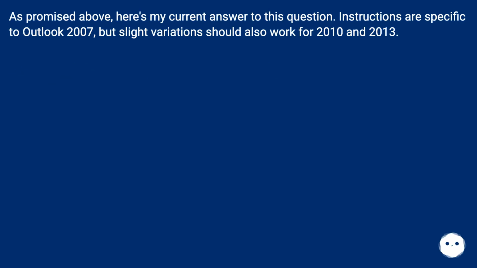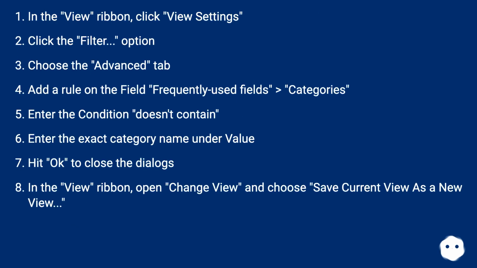As promised above, here's my current answer to this question. Instructions are specific to Outlook 2007, but slight variations should also work for 2010 and 2013. In the View ribbon, click View Settings. Click the Filter option. Choose the Advanced tab. Add a rule on the field Frequently Used Fields, Categories.